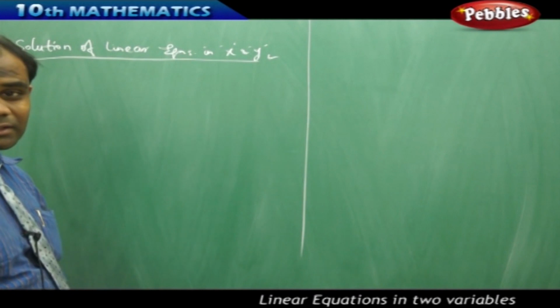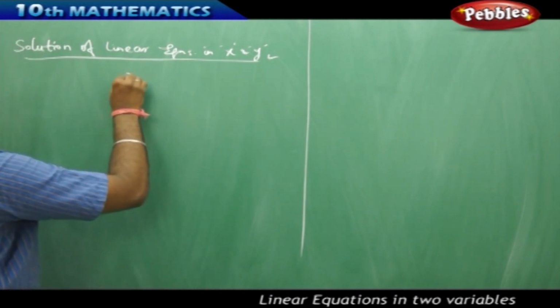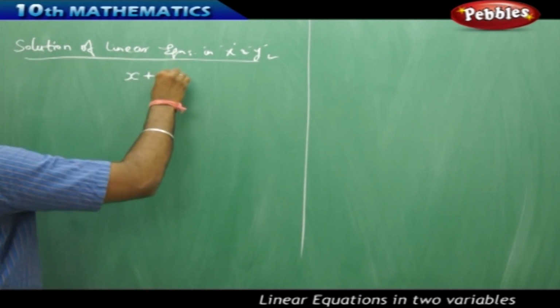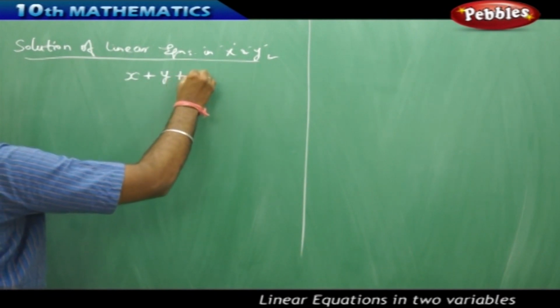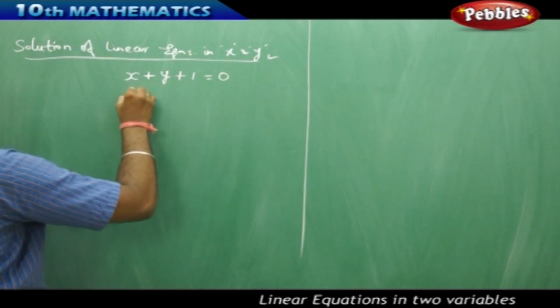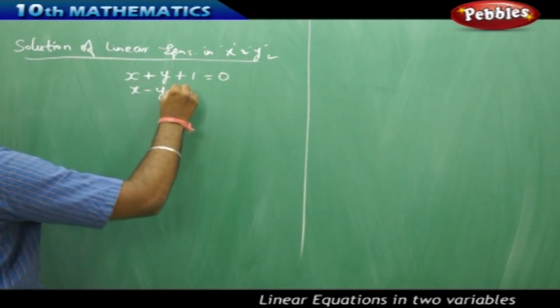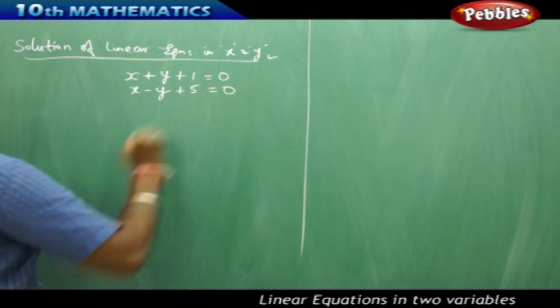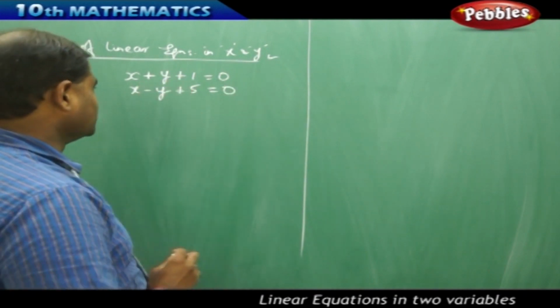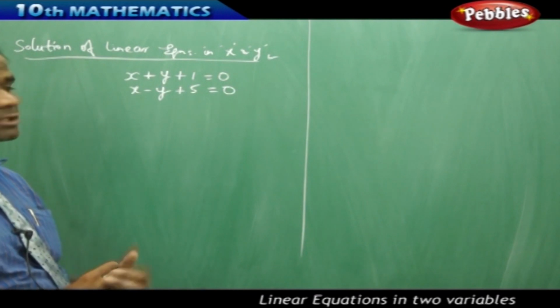Now let me take two referred examples, say x plus y plus 1 equal to 0 and x minus y plus 5 equal to 0. Now these are the two linear equations which I have here.